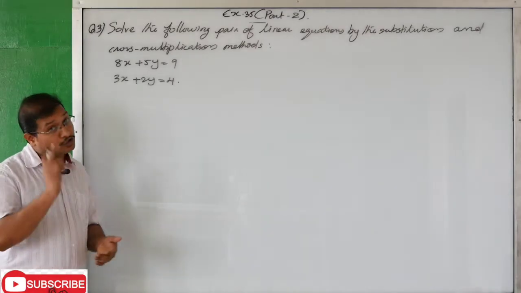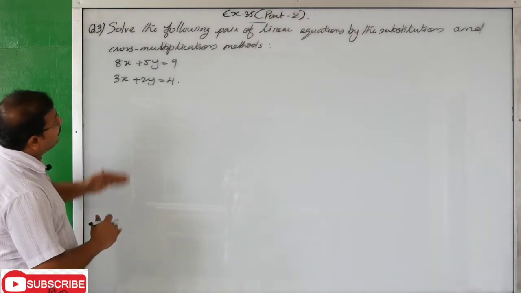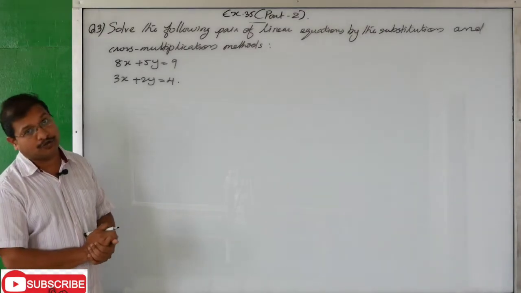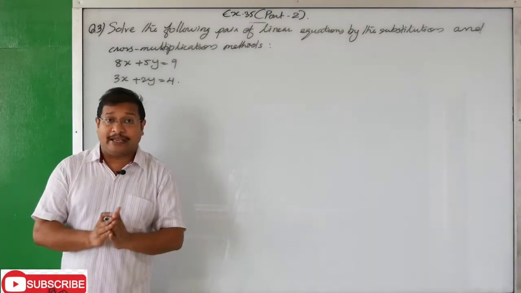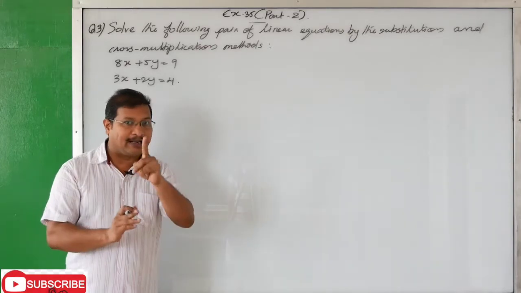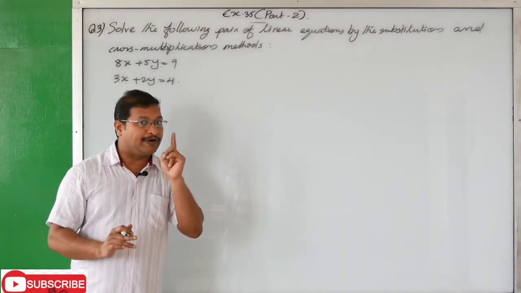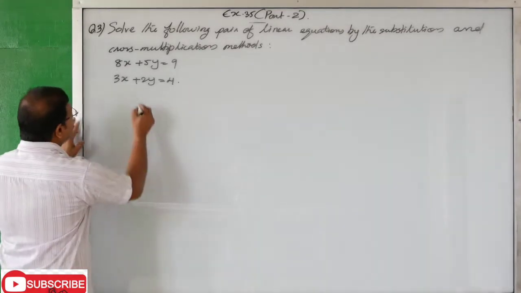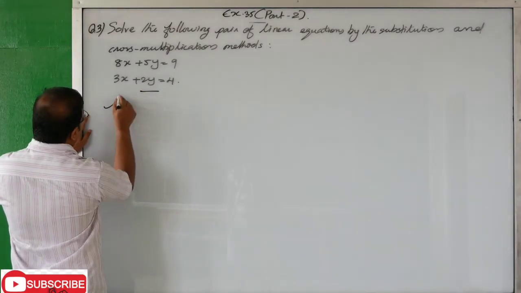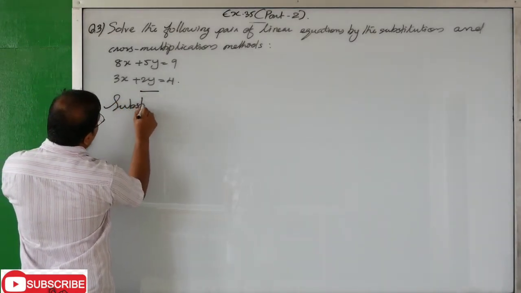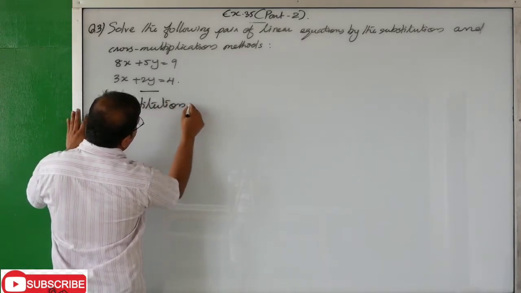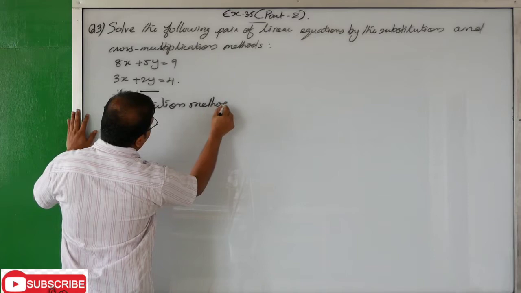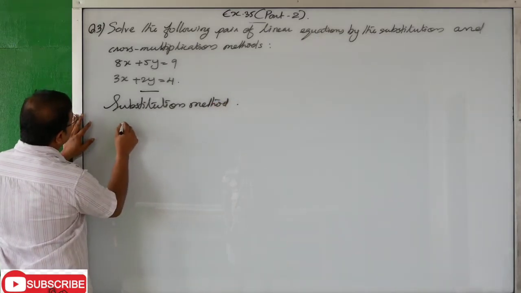I'll read the question once. Question number 3. Solve the following pair of linear equations by the substitution and cross multiplication methods. Ready? Here we have to solve it, but we have to use two methods. One is substitution and the other one is cross multiplication. Ready? So I am going to do it by the substitution method first. Ready? What is the equation?